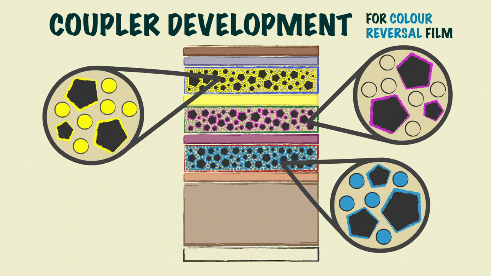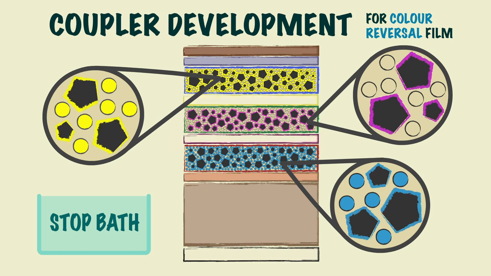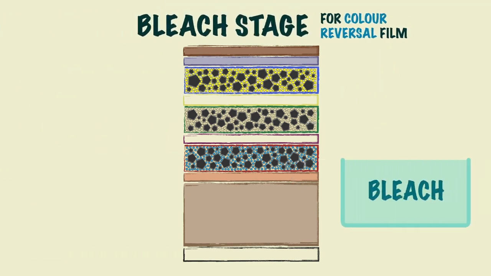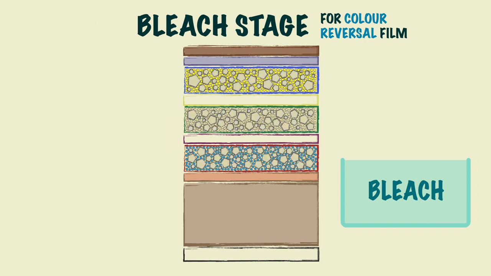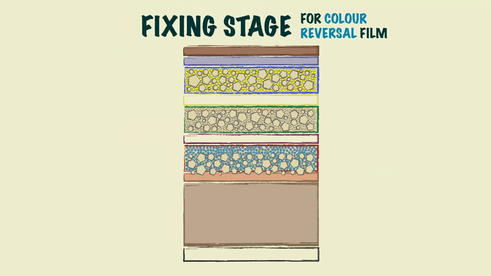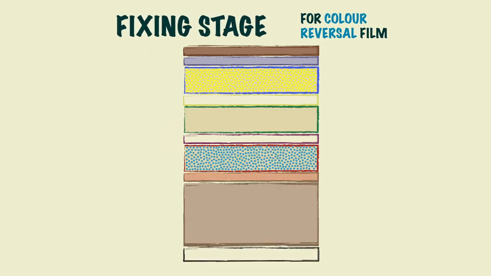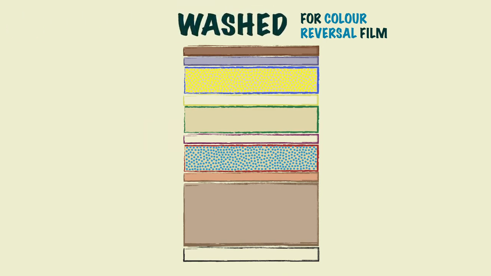This process is then stopped again by the stop bath, where the yellow and magenta filter layers and sensitizing filter dyes are removed and washed away. At this point, similarly to colour negative film, bleach turns the black silver back into silver halide so that it can be washed away in the next stage by the fixer. After this, the emulsion is washed and finally dried.